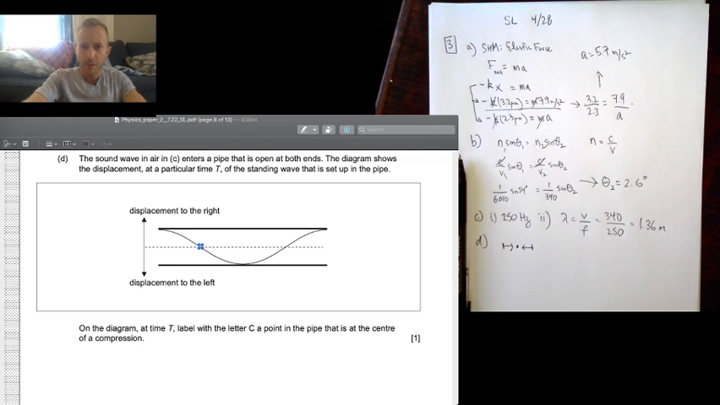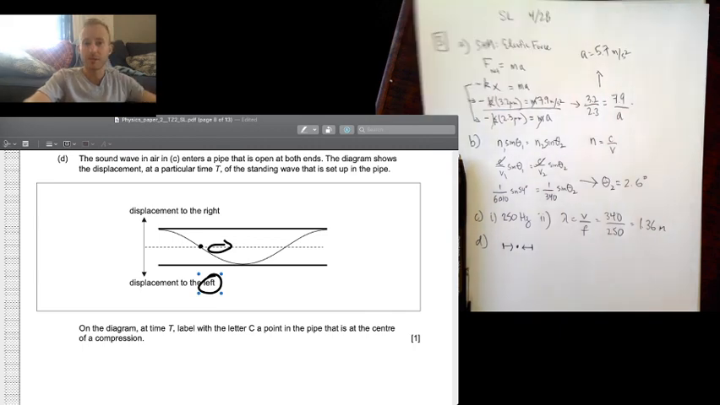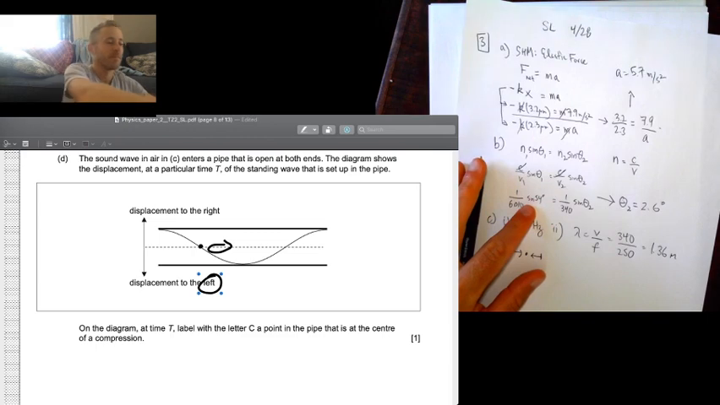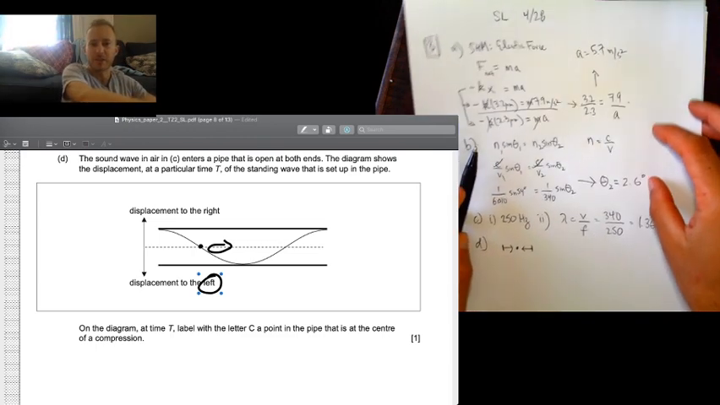if we look at the points to the right of it, over here, for example, see how the displacement is to the left. So the points, see how the graph is negative here, which means displacement to the left. So that means that the point that I drew a dot on, that is the place where it's a compression. And you can see that the points to the left are displaced to the right. So that spot is going to get squeezed.